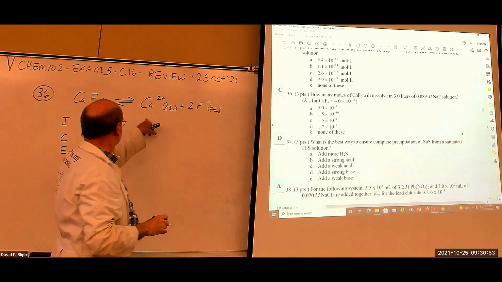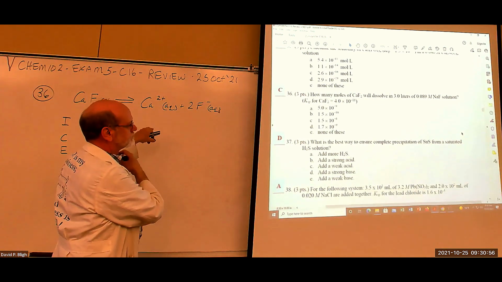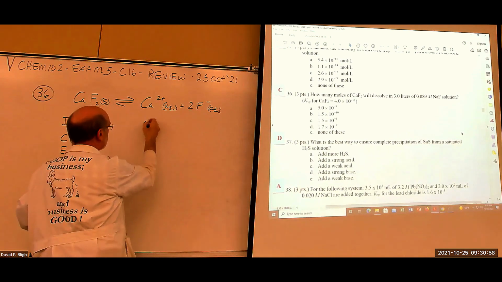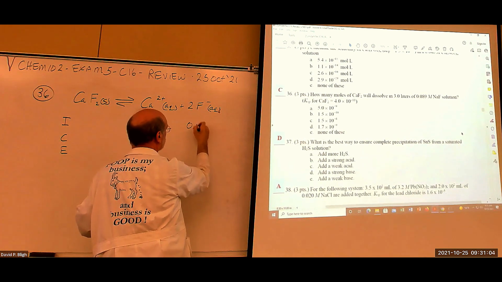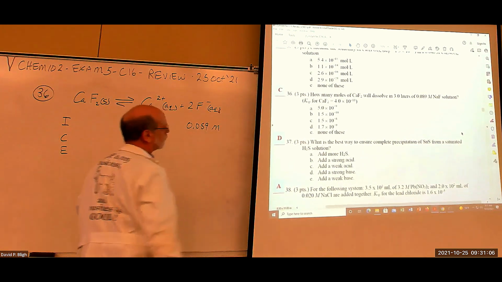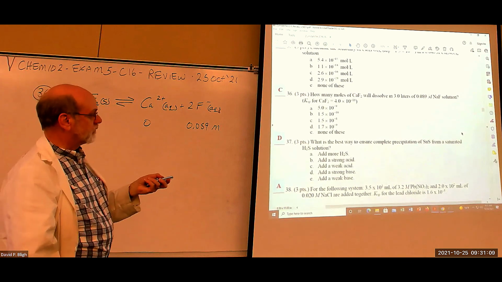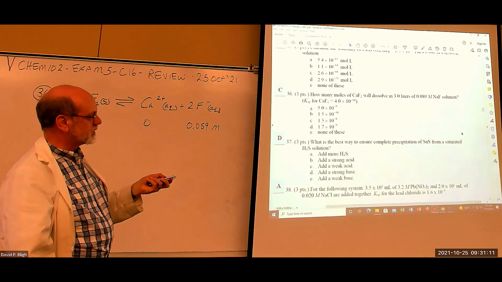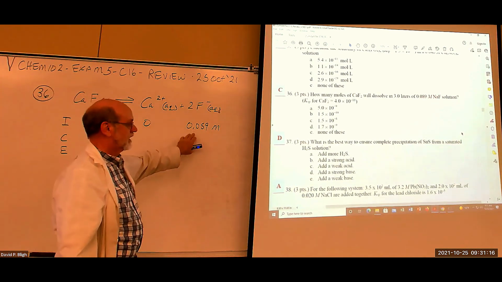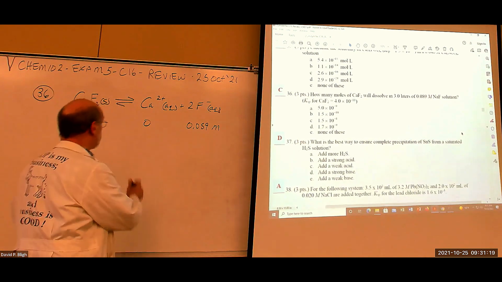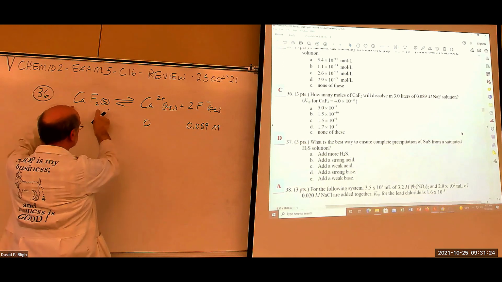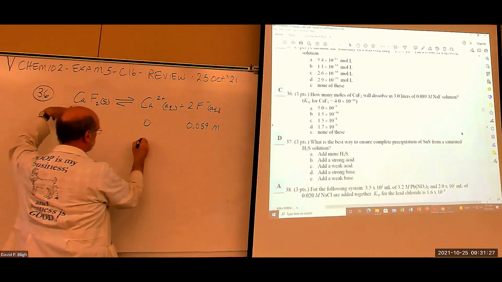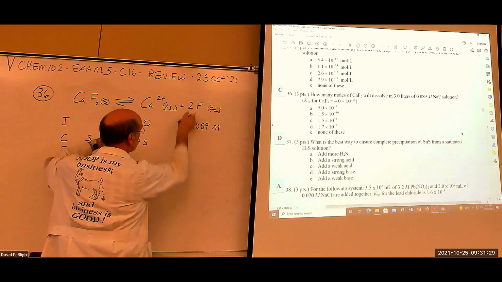So we've got sodium fluoride. We have no calcium in solution initially, but we do start off with 0.089 molar fluoride, right? Because this molarity of sodium fluoride breaks into 0.089 molar fluoride ions. So that's what we're starting with. But since we have none of this, the reaction is going to move that way. And it's going to take with it this many. And 2 of those.